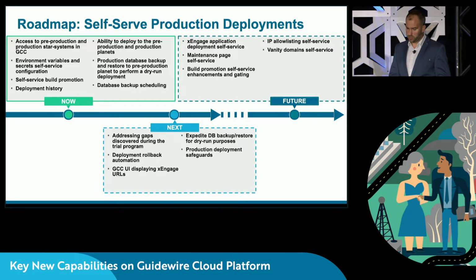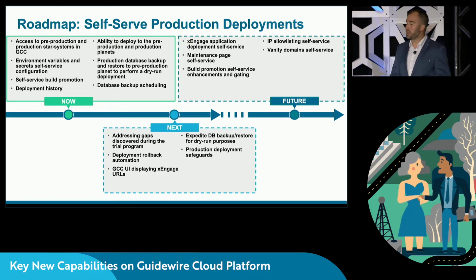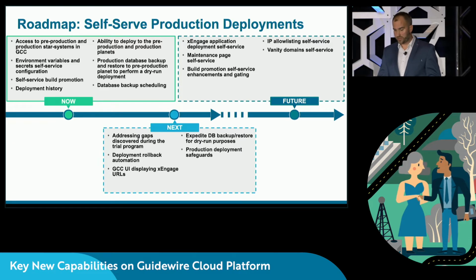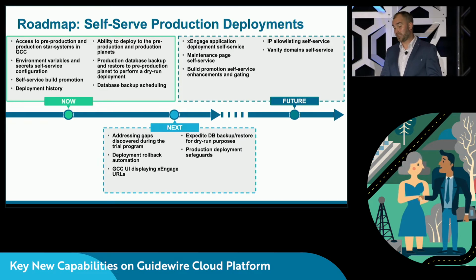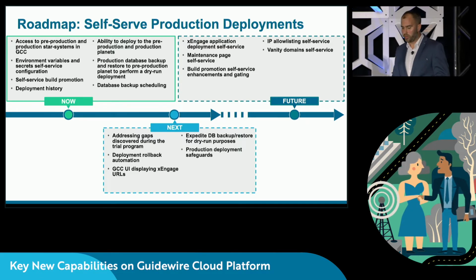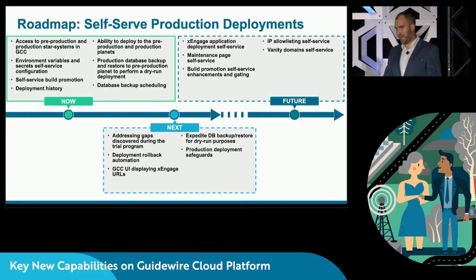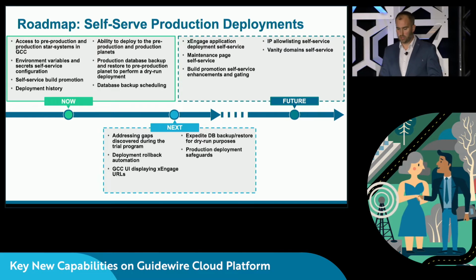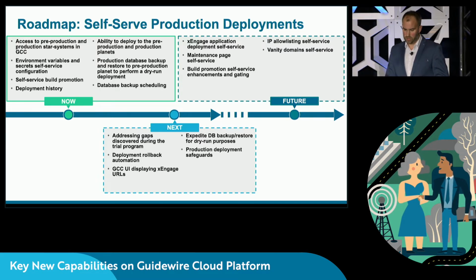Next relates to features we want to deliver until the end of our next key release timeframe, which is Garmisch. And these include different, as I said, safeguards for production deployments and process enhancements. For example, a rollback automation. During this period, we also want to focus on addressing the highest priority gaps that may be discovered during the trial program for the self-serve production deployments.